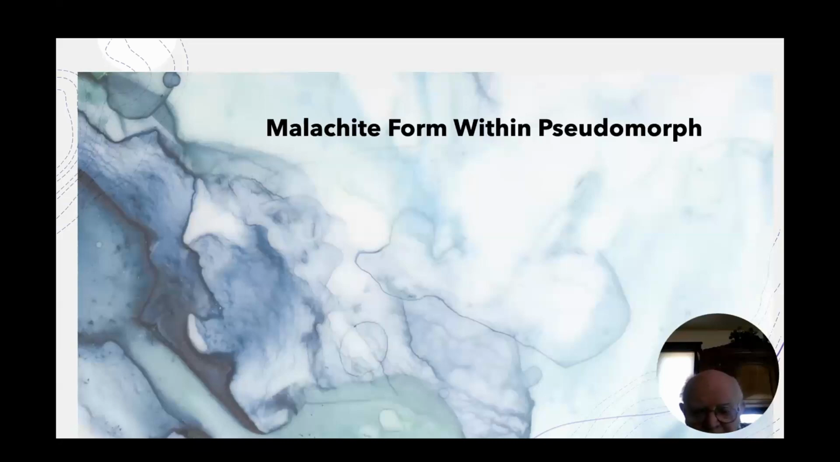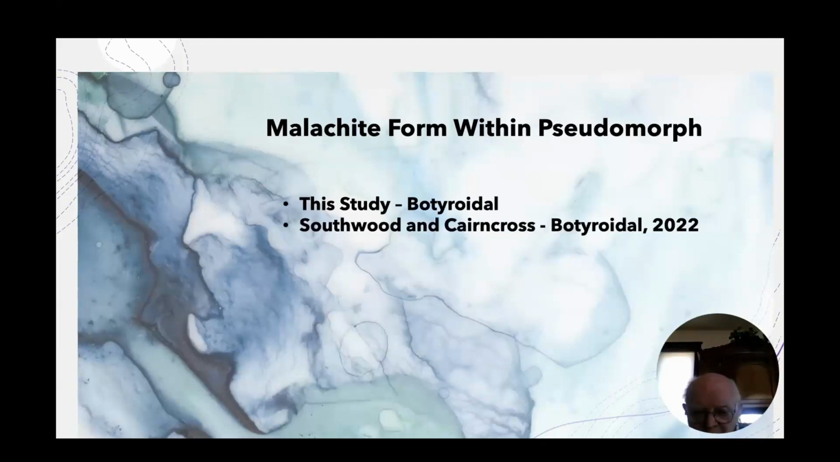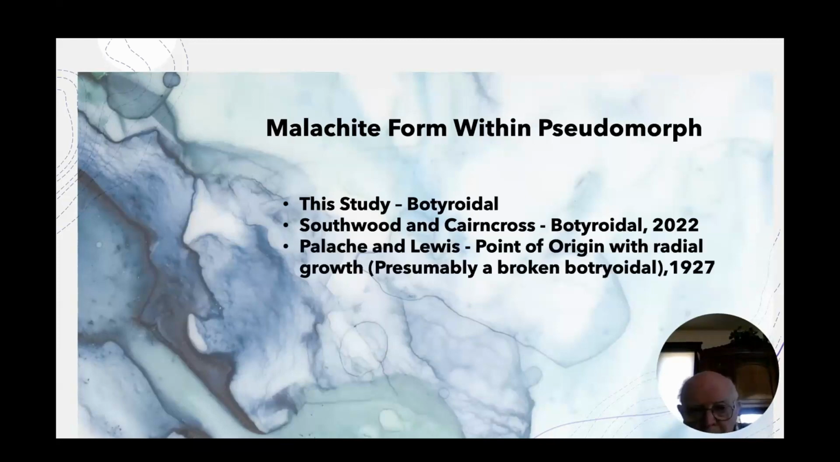Three separate investigations show the common form the pseudomorph takes. In the current study, only botryoidal malachites were observed in the pseudomorphs. In 2022, Southwood and Cairncross indicated that all of the pseudomorphs observed were botryoidal in nature. In their classic study from 1927, Palache and Lewis indicated that the malachite had a single point of origin with radial growth from that. Presumably, this was a broken botryoidal observed.